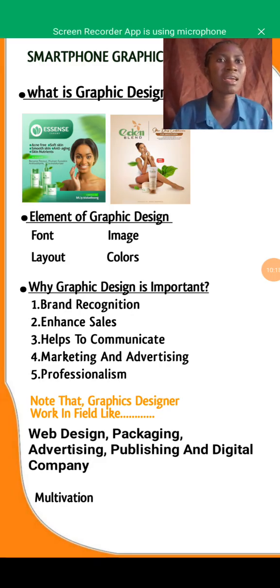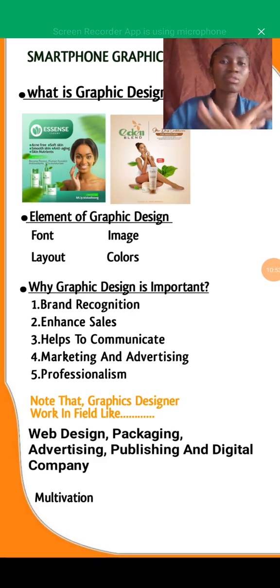Number two, it enhances sales. No matter the kind of business you're into, online, offline, you have a shop, any business you're into, graphic design helps to boost sales. Let me read from my system here. Graphic design can help boost your sales, especially when you are into business. Remember, humans are visual beings. They get attracted to anything that is unique. As long as that thing is unique, they get attracted to it naturally. That is human beings for you.